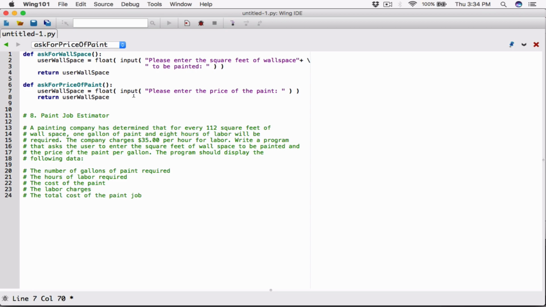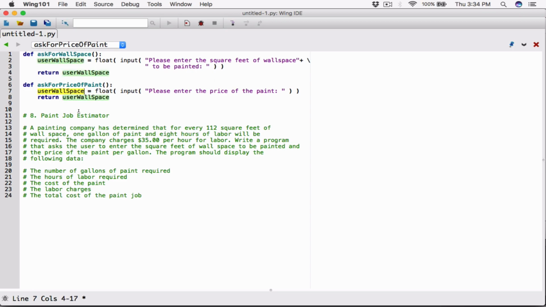Once we've asked the user this, the user is going to type in something that is going to be returned. We want that number converted to a float, because the user can type in 56.8. That's a floating point number, right? So once it's formatted to a float, we want it returned. And when it's returned, we need a place to store it.